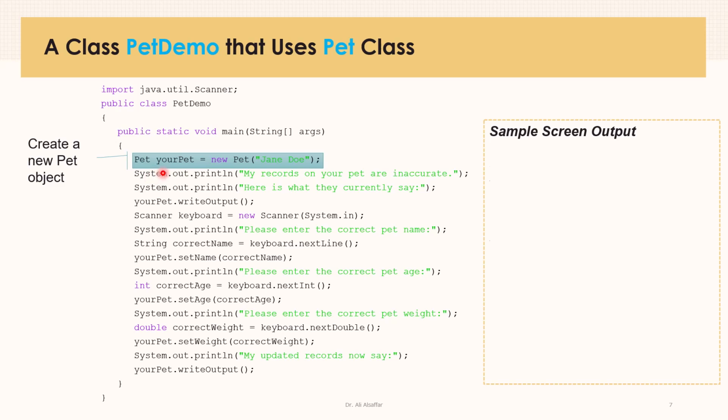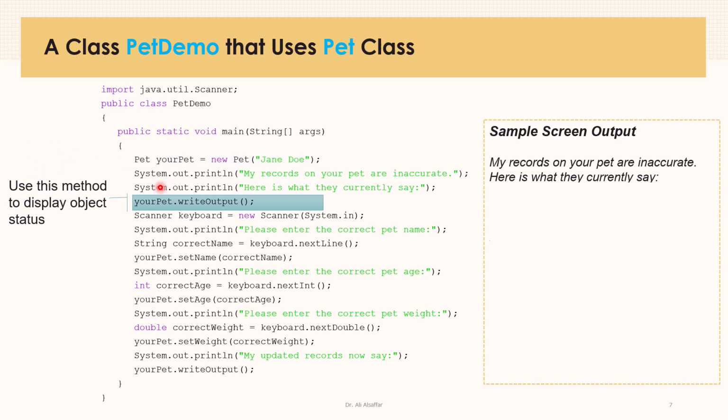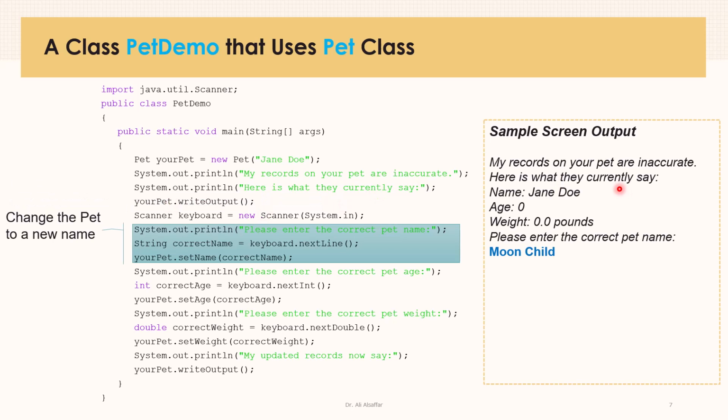So now the name for your pet is Jane Doe, and the age will be 0 and the weight will be 0. Going next, 2 messages are displayed on the screen. "My records on your pet are inaccurate. Here is what they currently say." Now we are calling yourPet.writeOutput, so the name of the object is yourPet, and we are calling the writeOutput method, and it simply displays the information of this pet. As you see, the age and weight are equal to 0.